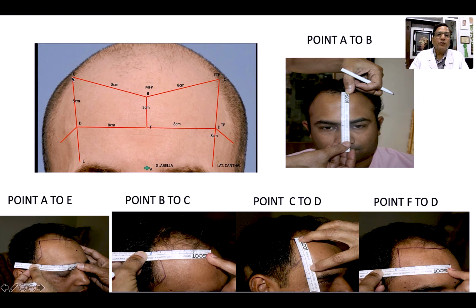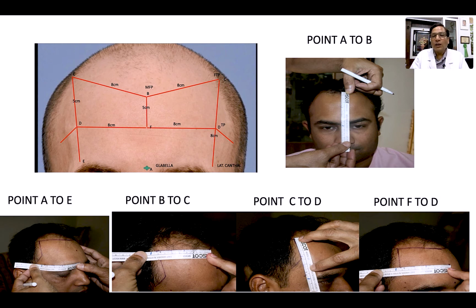The frontotemporal point is basically the intersection of two lines. One line is from the lateral canthus point, 8 centimeter into the frontotemporal region, and another you take from the mid-frontal point, 8 centimeter into the frontotemporal region, and where the two lines intersect is your frontotemporal point. My dear friends, I know it's difficult to understand.